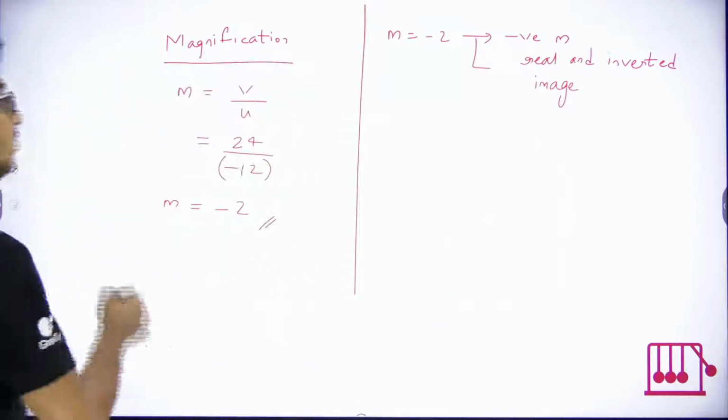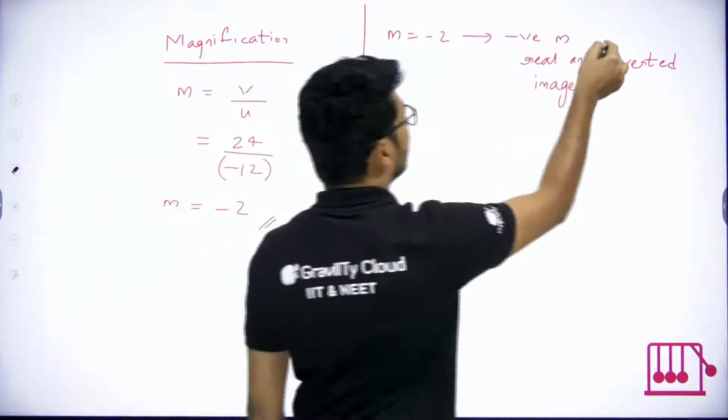That's what negative magnification means.